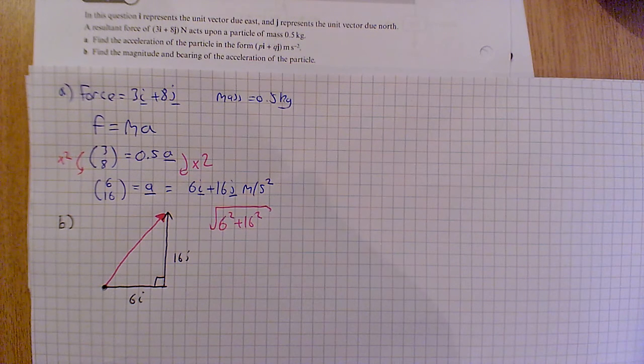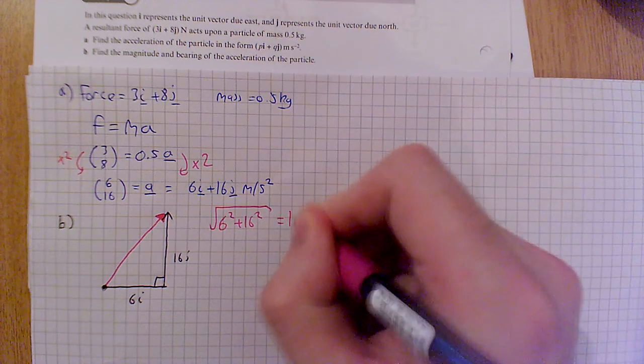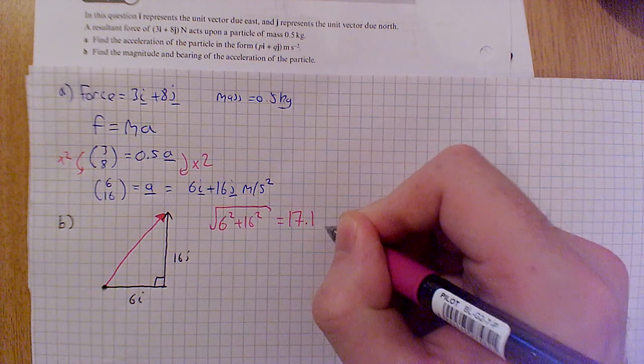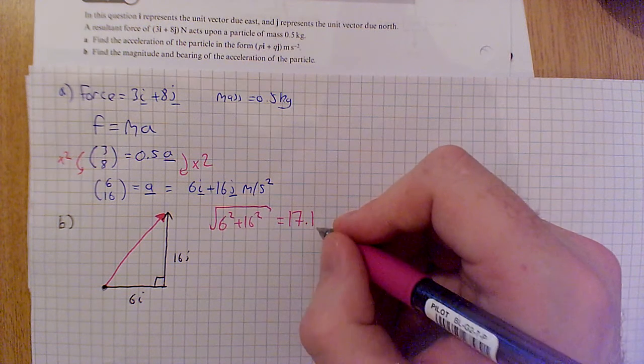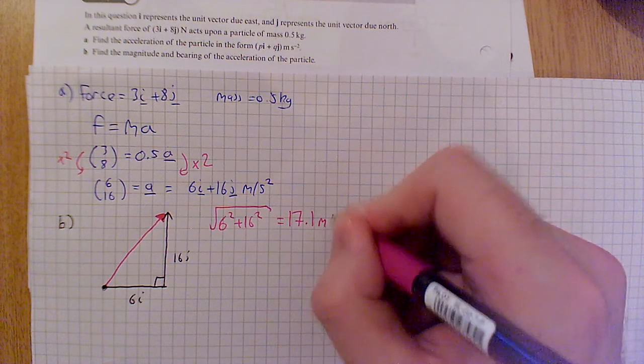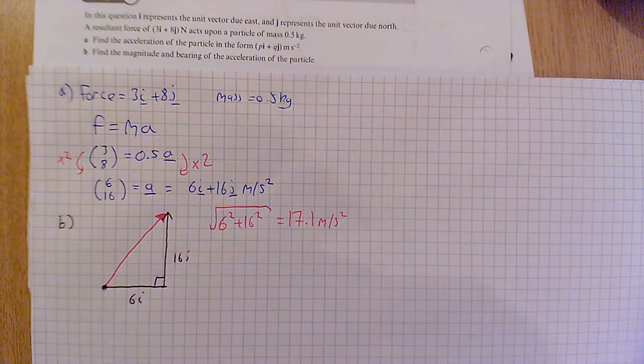Right, and because it's mechanics, I'm going to give my answer to 3 significant figures. So I've got it on my calculator, and that turns out to be 17.1. And then because it's acceleration, it's still going to be meters per second squared. Right, so that's the magnitude of the acceleration of the particle.